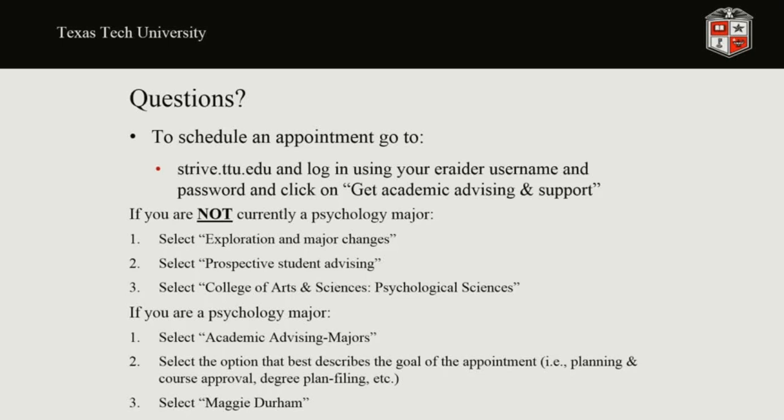Finally, for an appointment, go to strive.ttu.edu, log in using your eRaider information, click on Get Academic Advising and Support. If you are not our major, but you're thinking about it, go to Exploration and Major Changes, select Prospective Student Advising, select College of Arts and Sciences, Psychological Sciences. If you are currently a psychology major, select Academic Advising Majors. Select the option that best describes the goal of the appointment, such as planning and course approval, degree plan filing, and so on, and select Maggie Durham.